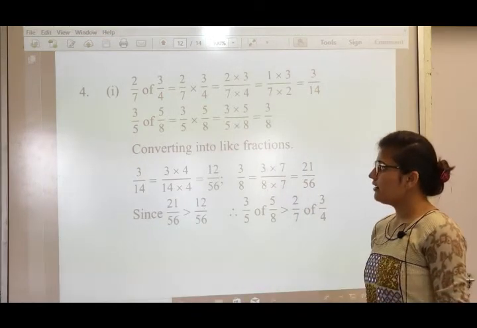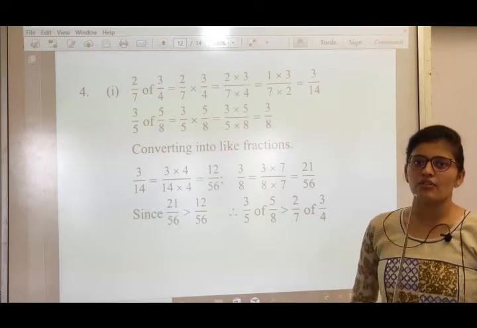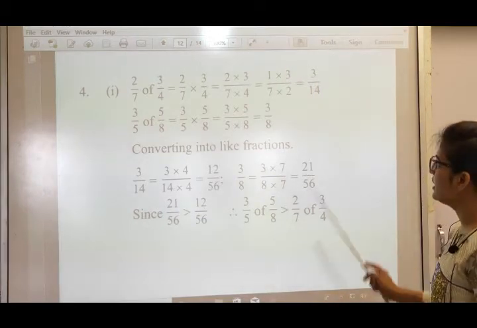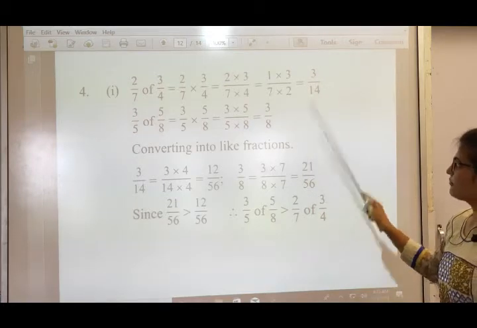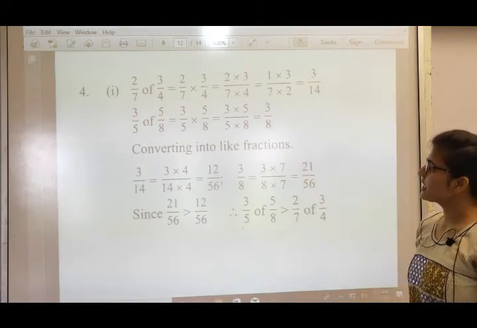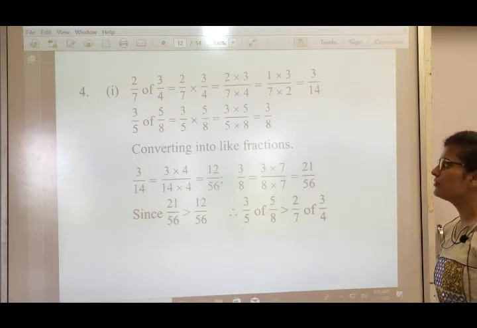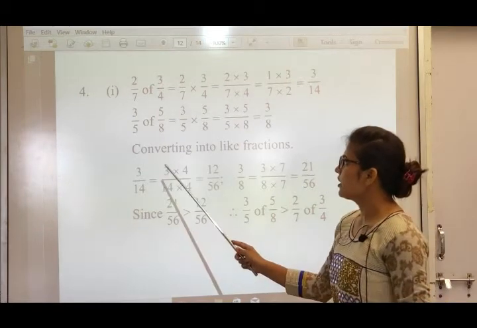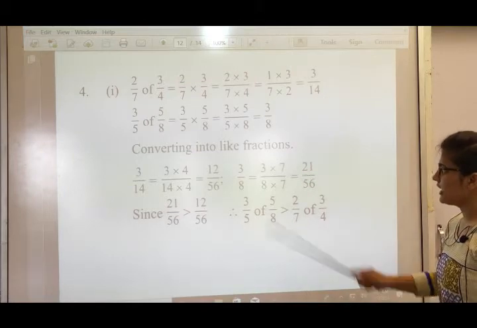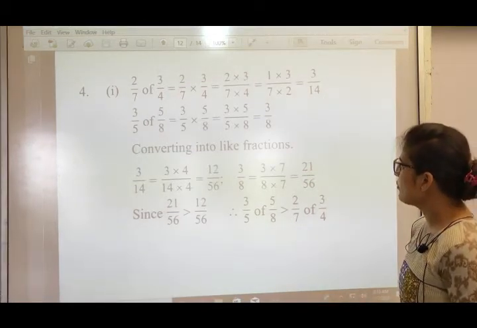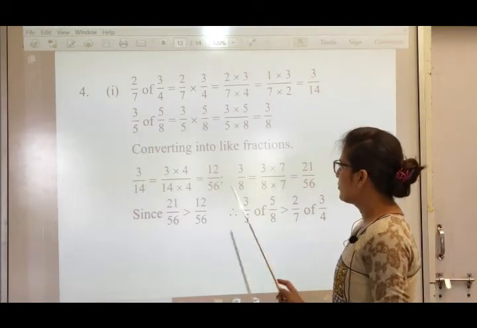Now we have to find out which is greater. For that we have to see that the denominators of both the fractions should be the same. But here one is 14 and one is 8. So we have to convert them into like fractions. First we have to find the LCM of 14 and 8. So the LCM of 14 and 8 will be 56.